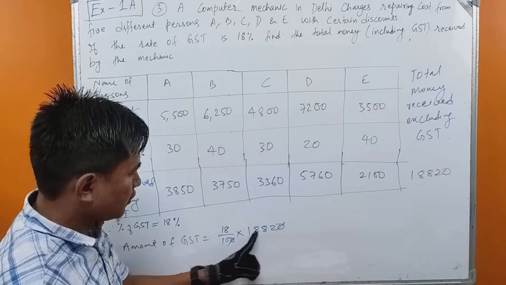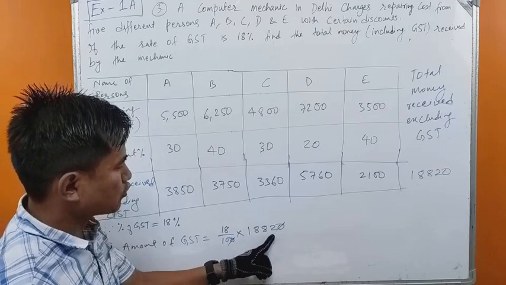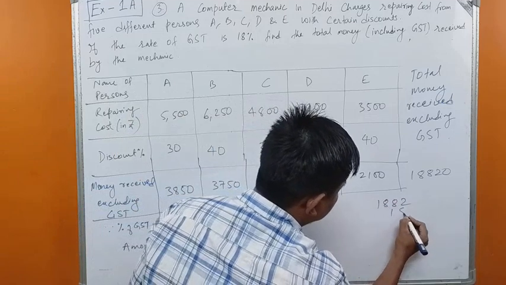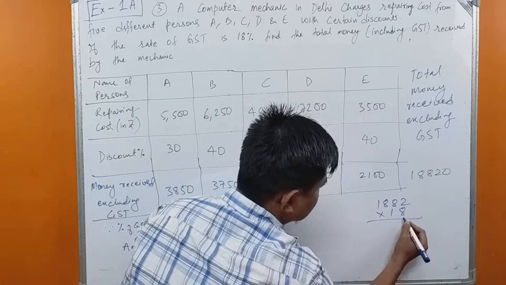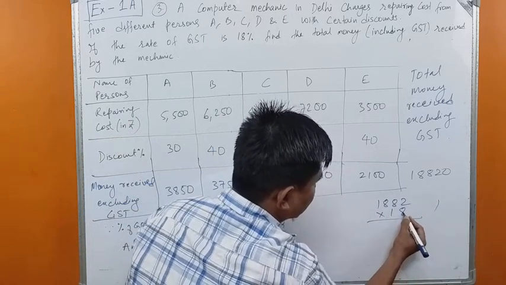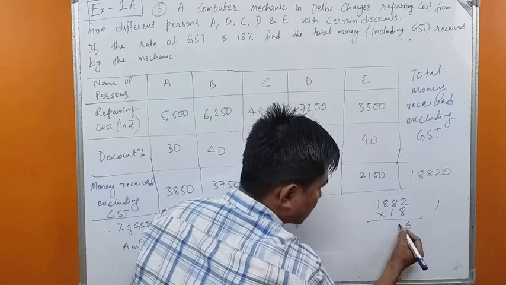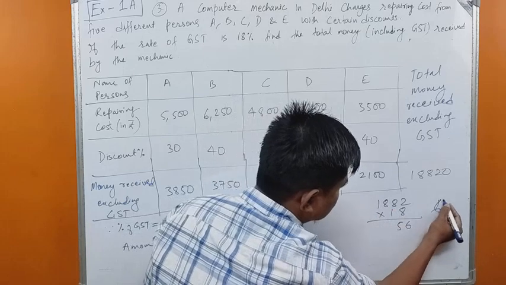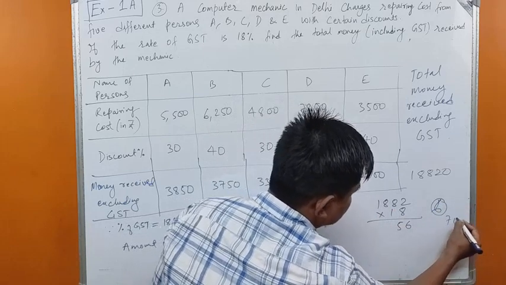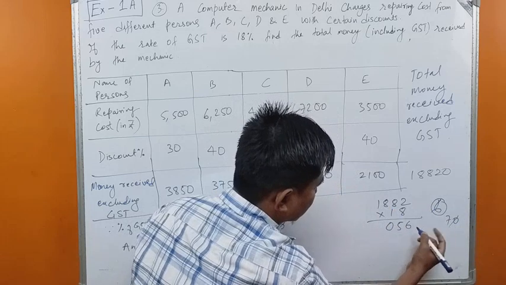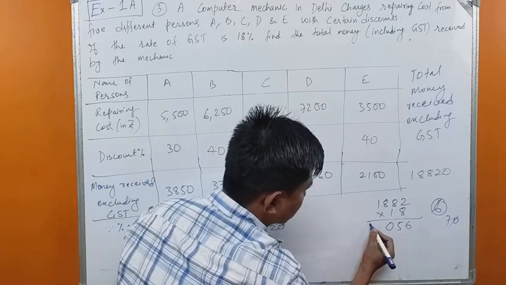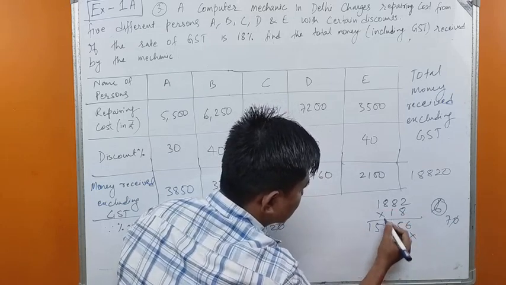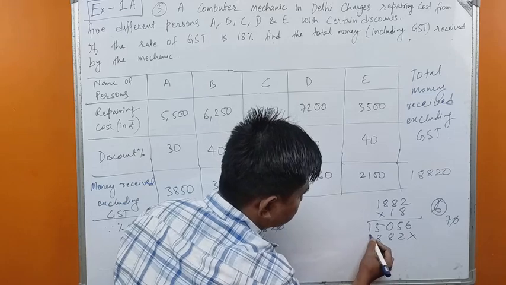So 1882 into 18. Let me multiply this here. 1882 into 18. 8 2s are 16. 16 means 6, 1 in hand. 8 8s are 64. 64 plus 1, 65. 6 in hand. 8 8s are 64. 64 plus 6, 70. 0. 7 in hand. 8 1s are 8 plus 7 is 15. So 1 2s are 2. 1 8s are 8. 1 1s are 1. Isn't it?